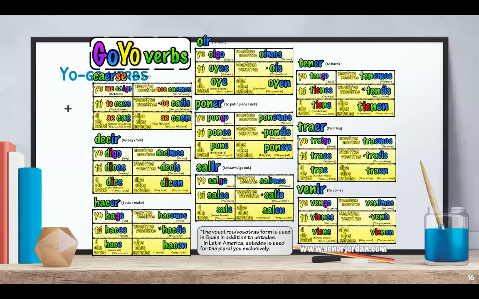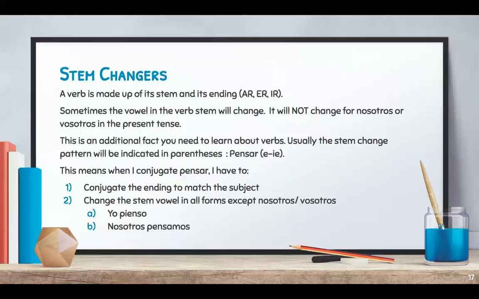So what is a stem changer? You see that IE in red for tener. That's our stem change. Let's look at that a little bit just as a preview. Stem changers. A verb is made up of its stem and its ending. So if I were looking at the verb hablar, the ending we know already is AR. The stem is that HABL. That's the stem of the verb or the root of the verb, okay?